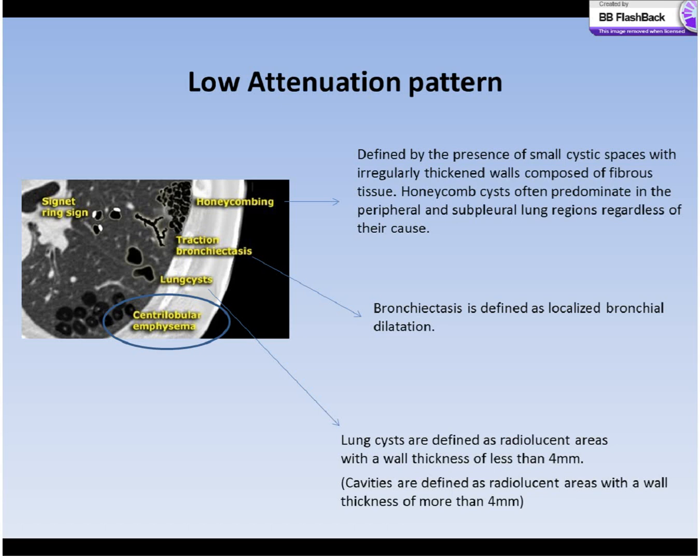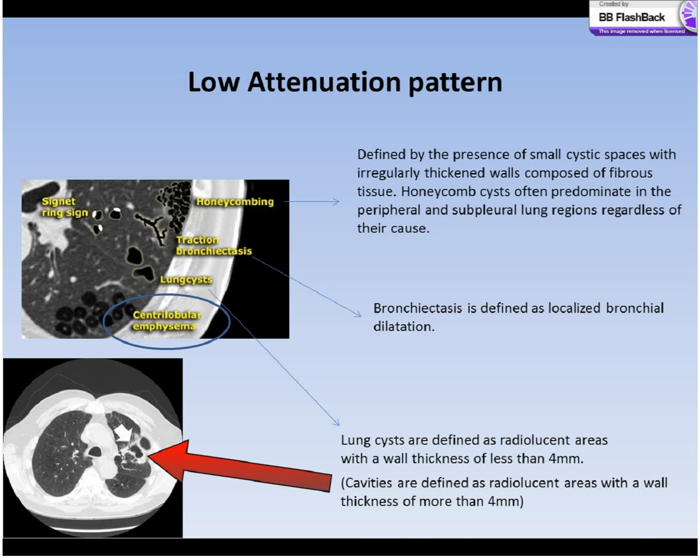To start at the top there, honeycombing is defined as small cystic spaces with irregularly thickened walls. The cysts predominate in the peripheral area of the lung, usually in a subpleural region. Now, bronchiectasis is localized bronchial dilatation. And a lung cyst is a radiolucent area with a wall thickness less than 4 millimeters. Whereas a cavity is, again, a lung cavity, but defined as a radiolucent area with a wall thickness of greater than 4 millimeters.